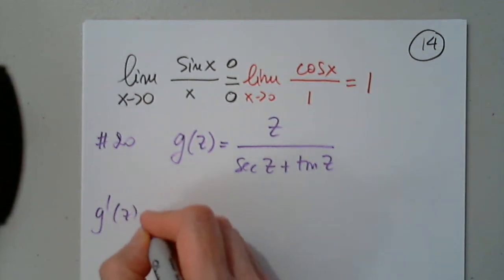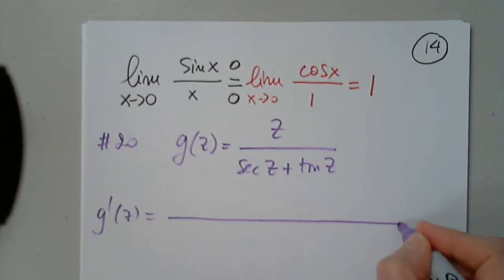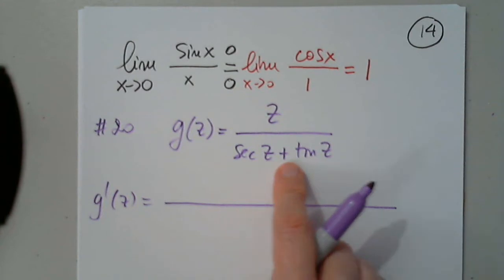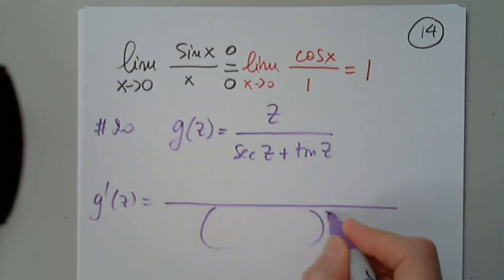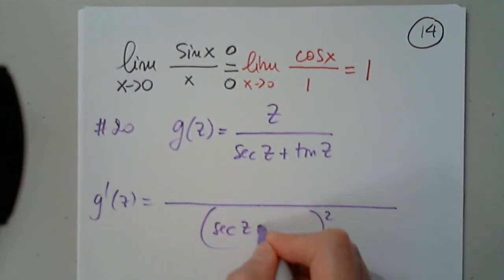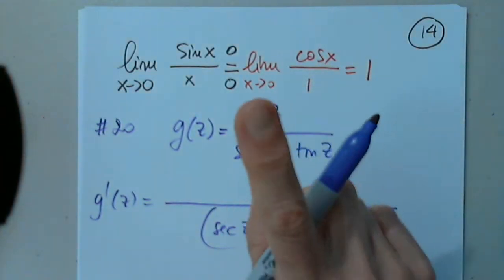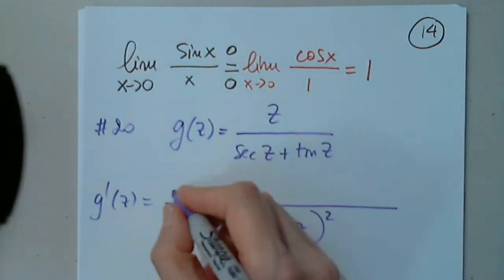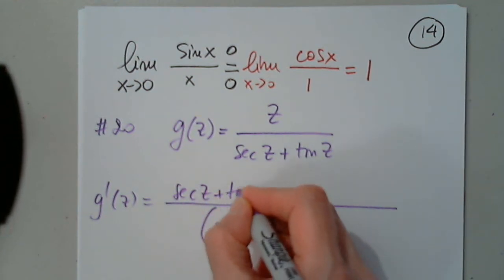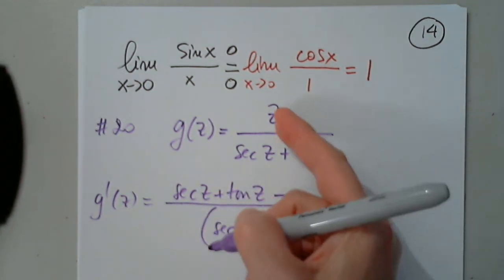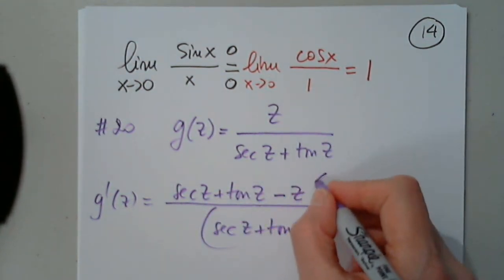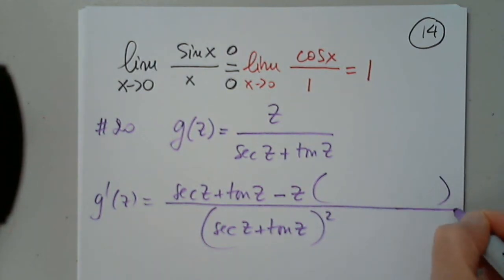g prime of z, this is a ratio. The denominator has to be squared: secant z plus tangent z. And now I have to make sure what I put here is in correct order. Z prime is 1 times the denominator minus the top. And now I have to differentiate the denominator.